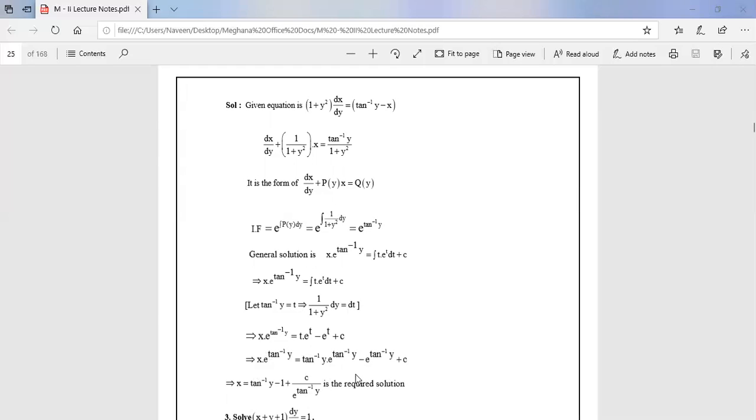So this is about linear differential equation of first order in y and linear differential equation of first order in x. We discussed the definition and how to solve these two kinds of differential equations.